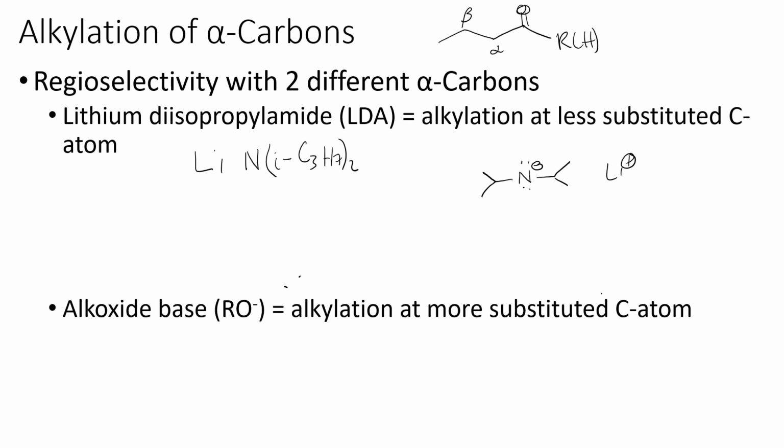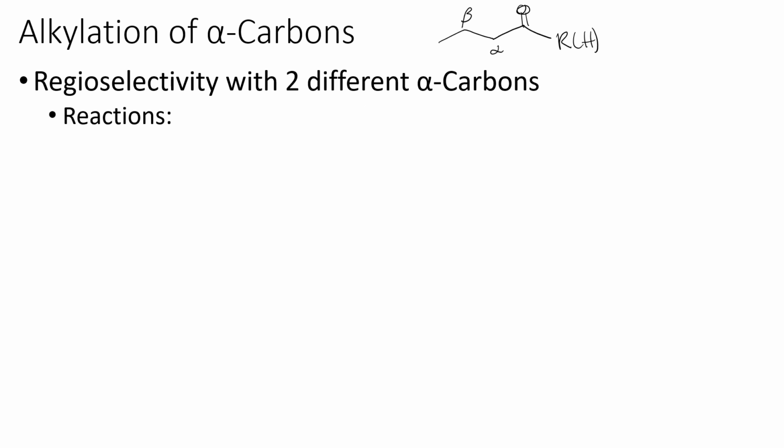If we use an alkoxide base to deprotonate the alpha position, the alkylation is going to occur at the more substituted carbon atom. So these tend to be a lot smaller with the alkoxide base, so we will see an alkylation at the more substituted carbon atom. So let's look at a couple of examples in terms of this regioselectivity.